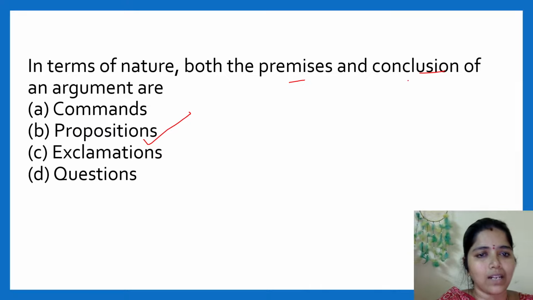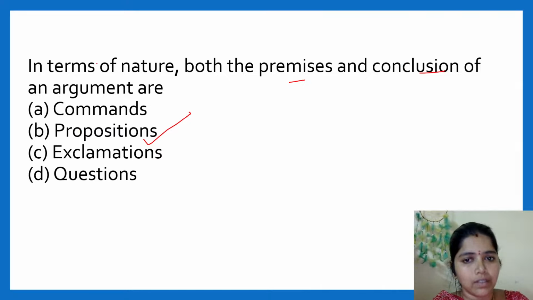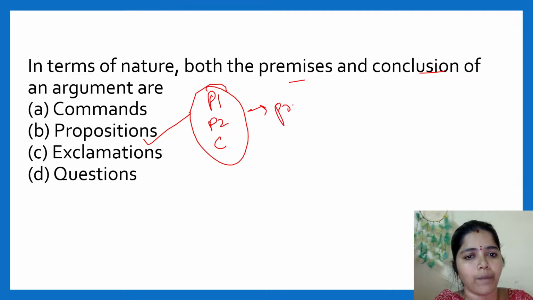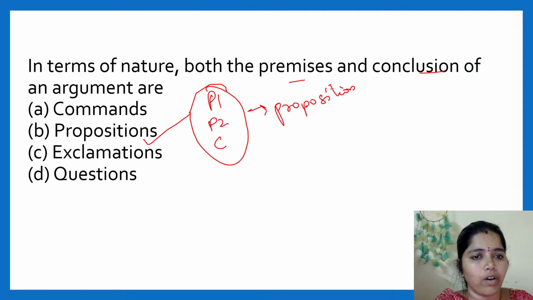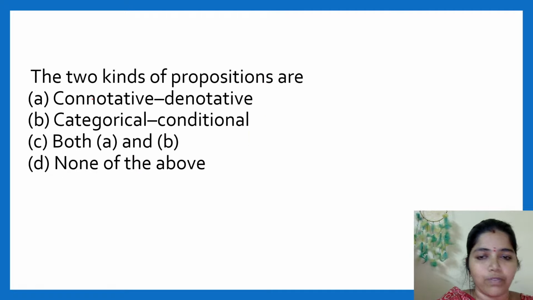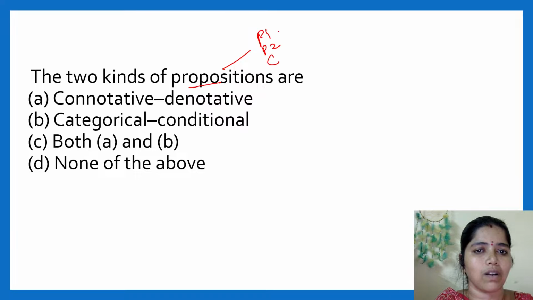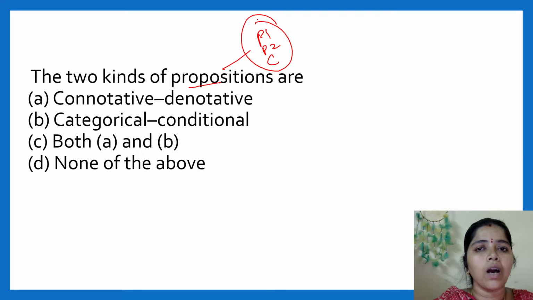So both the premises and conclusion of an argument joined together, premise 1, premise 2 and conclusion, I call it a proposition. Very good. Now tell me this. We know what a proposition is, and there are two kinds of propositions. We have not studied them, but just make a try. What are the kinds of proposition?